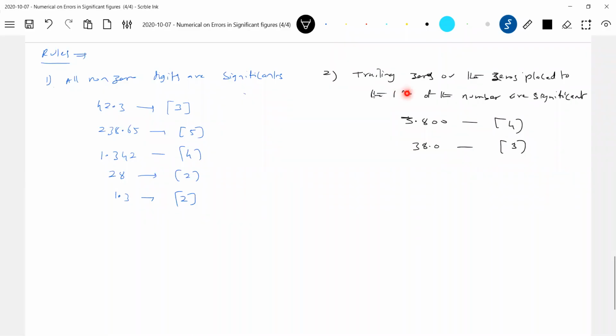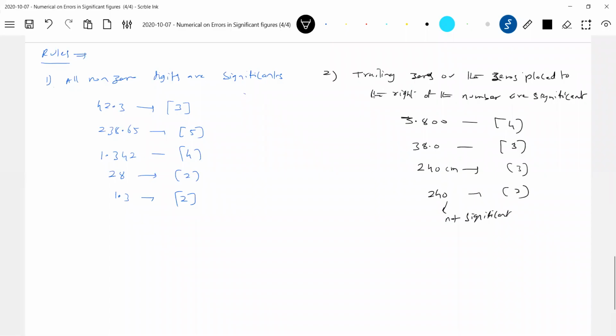Zeros placed to the right of the number are significant. So I will write like this, 240 centimeter. This 0 is significant here. Now, if I write only 240, then the 0 is not significant. It means if a 0 comes from the measurement, then it is said to be significant. If you just write without units, it's not significant.